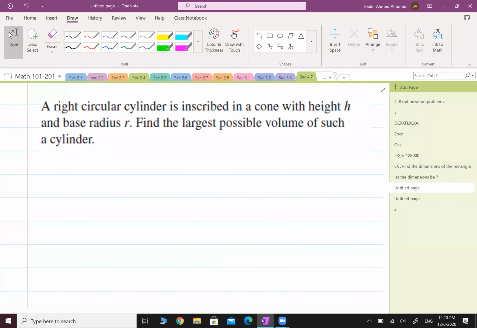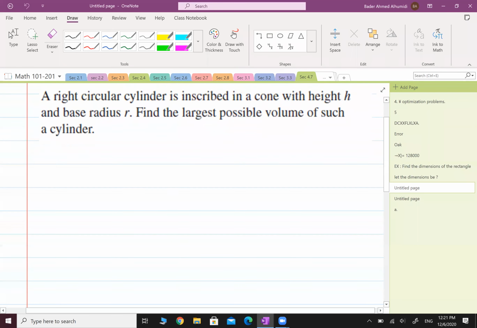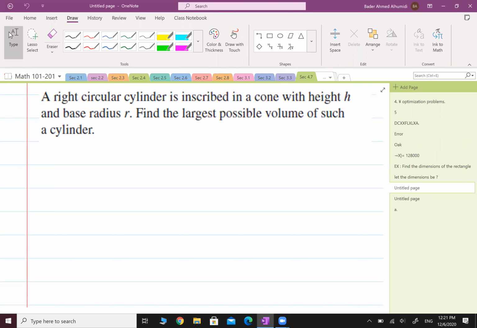Let's take another question. It says: a right circular cone is inscribed in a cone with height equal to h and base radius equal to r. Find the largest possible volume of such a cylinder. Let's imagine the question. It is a geometrical question and we don't have any idea about it. So we need to imagine what the meaning is, what things we need to understand, what the formula to be used is, and so on. Find the largest possible volume of such a cylinder.